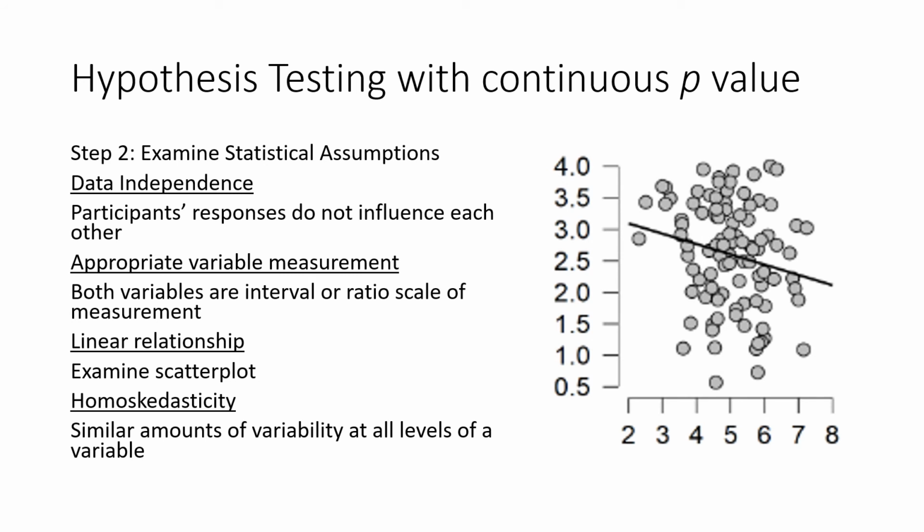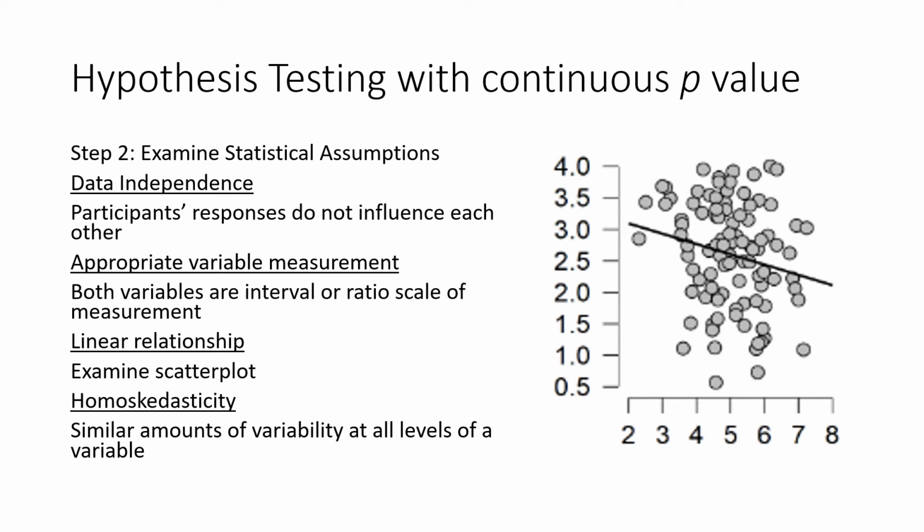So the next step is to assess the statistical assumptions. Data independence is the same here as it has been for everything else. One person's score shouldn't influence another person's score. Appropriate measurement of the variables, we've already talked about that. In this case, both of them are interval or ratio, so Spearman is not appropriate. We want to use Pearson, I should say, because again, both of them are interval or ratio, so Pearson correlation.